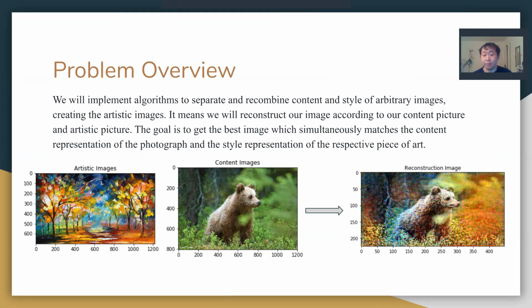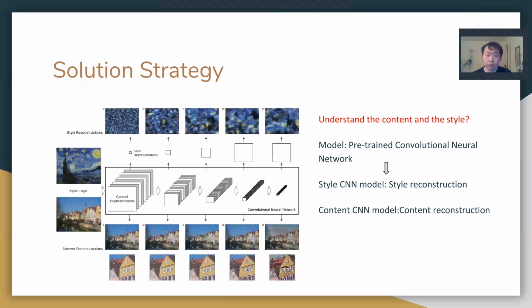So the goal is to get the best image that will match the content representation of the content image and the style representation of the artistic image. Then let's move on to the solution strategy.